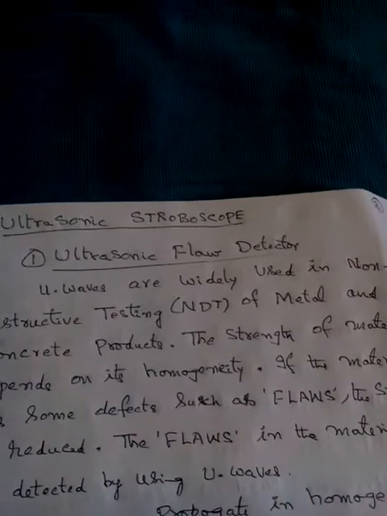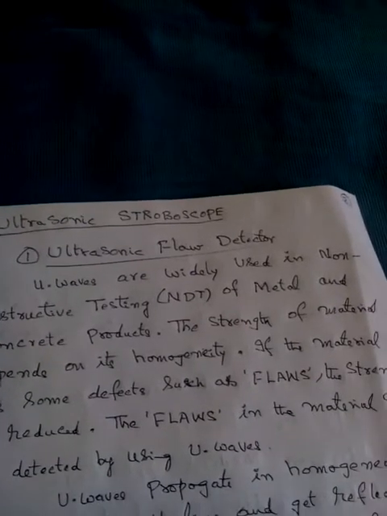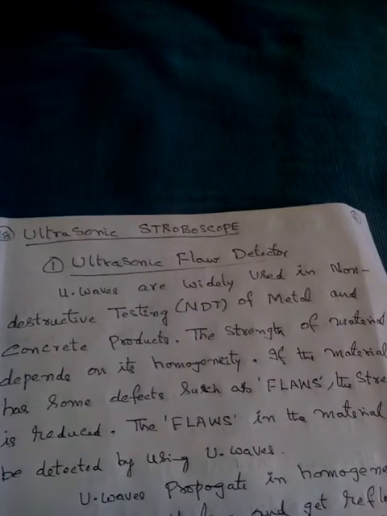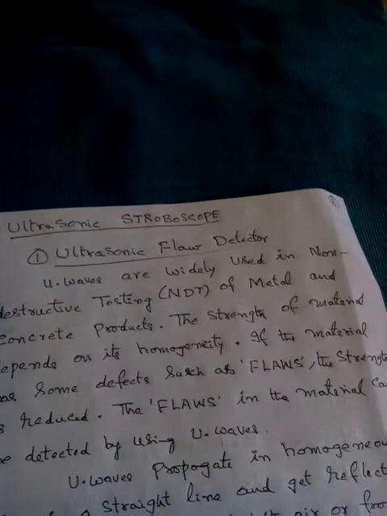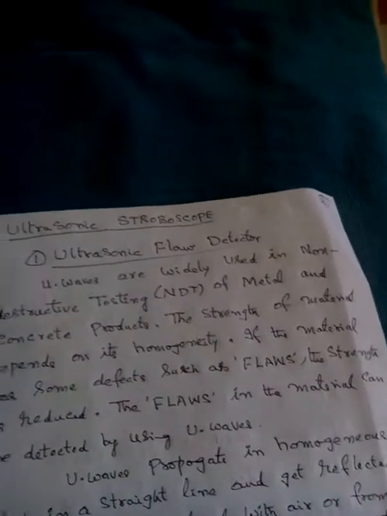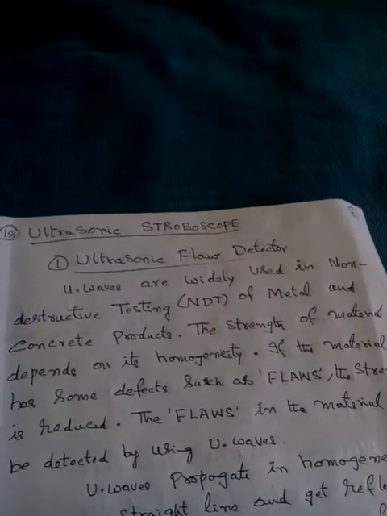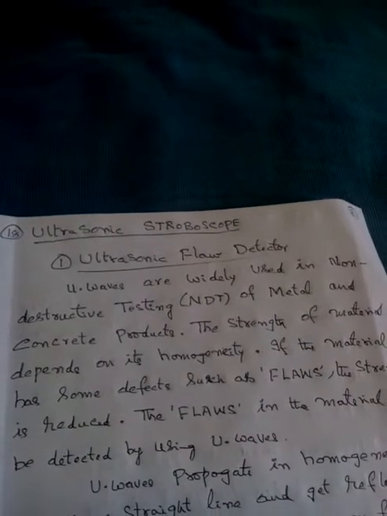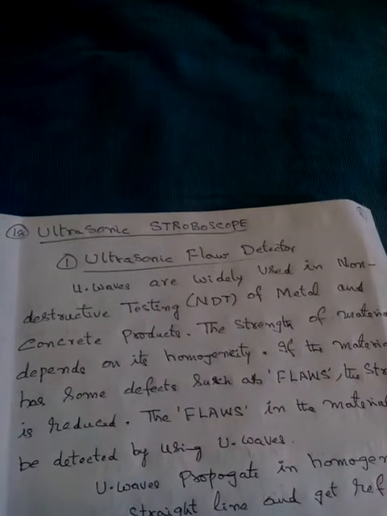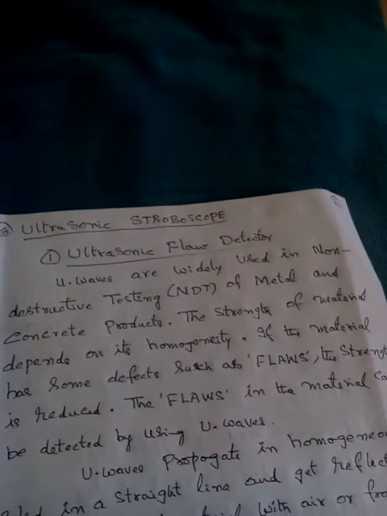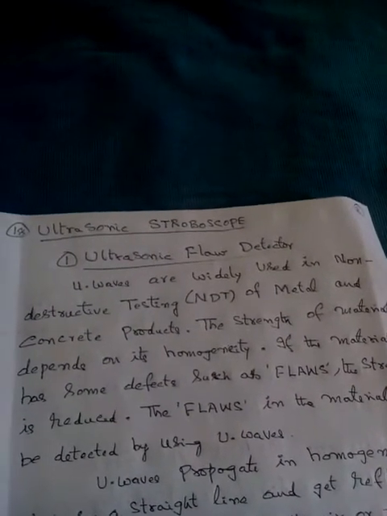Ultrasonic waves are widely used in non-destructive testing (NDT) of metal and concrete products. The strength of material depends on its homogeneity, the structure. If the material has some defects, such as flaws, the strength is reduced. So if there are defects inside the material, the strength will be low. We do not know what the defects are. That we can find out by using ultrasonic waves. The flaws in the material can be detected by using ultrasound.